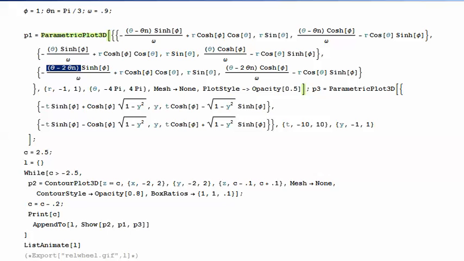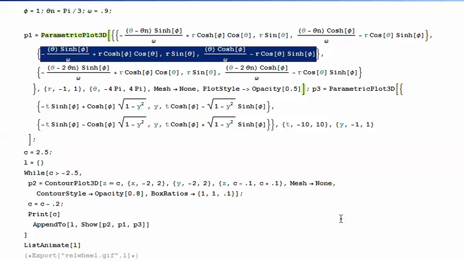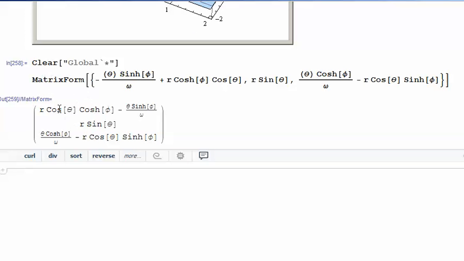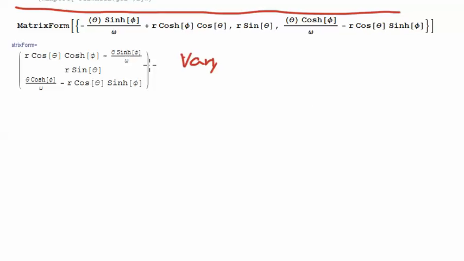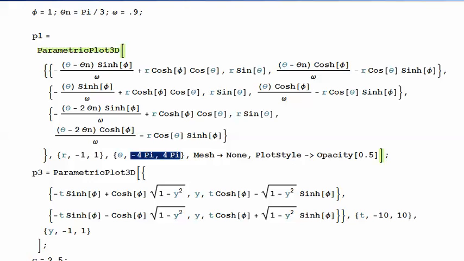Let's just grab this one without any theta n in it for the moment, and we'll have a look at the matrix form of it, so it comes out maybe a little simpler, and see if we can't reverse engineer where this came from. Now this vector, as we vary r from -1 to 1 and vary theta from, what was it, negative 4 pi to 4 pi? Yes, we had theta going from negative 4 pi to 4 pi. Evidently, this thing produces a slanted helix.